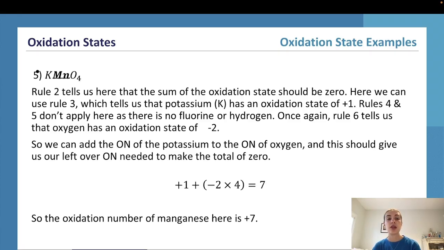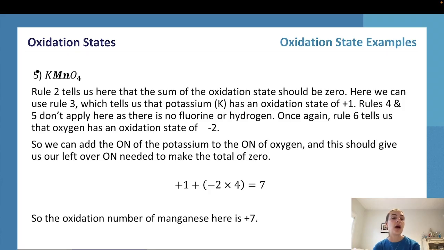The thing we then need to note here is that we've got +1 for potassium, and then we're going on to oxygen, and we've got 4 oxygens. And so each oxygen, we need to remember, is going to be -2. But we've got 4 of them, so we've got to do 4 times -2. And so that gives us -8.